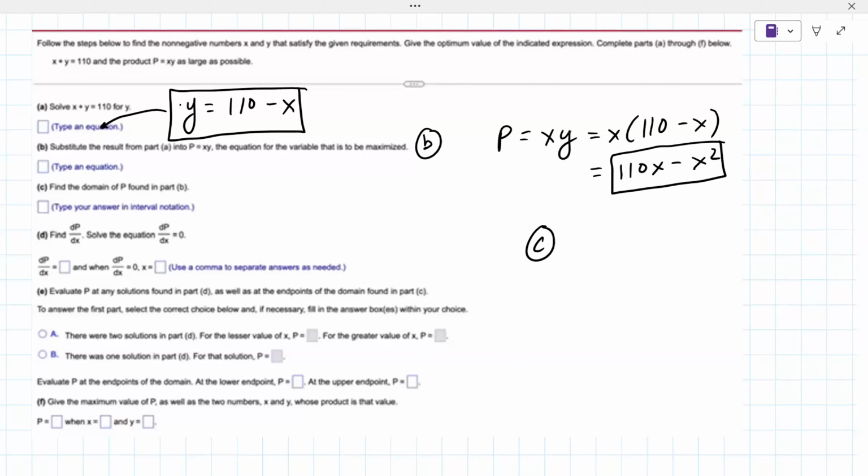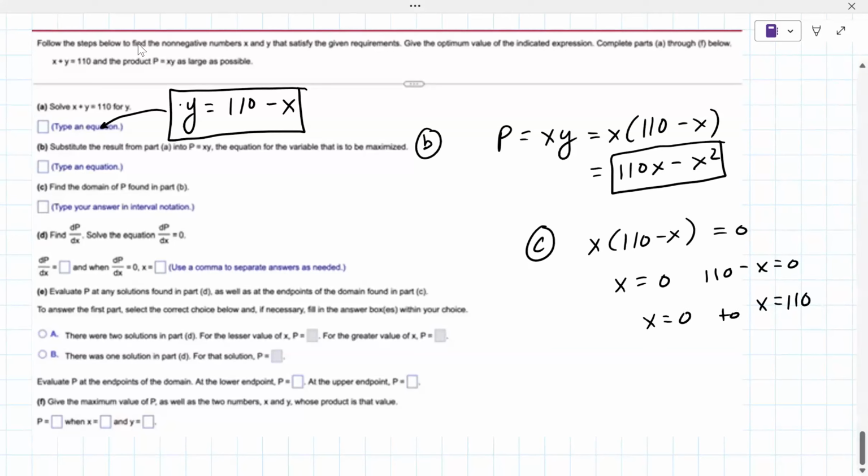Now part C, they're asking you to figure out, well, what's the domain of P found in part B? You're actually setting the factored form equal to 0, so x equals 0, 110 minus x equals 0, and you'll find that it's 0 to 110. The reason is, again, like they're saying, two numbers that add to 110, so either one is 0 and the other's 110, or the first one's 110 and the other one is 0.